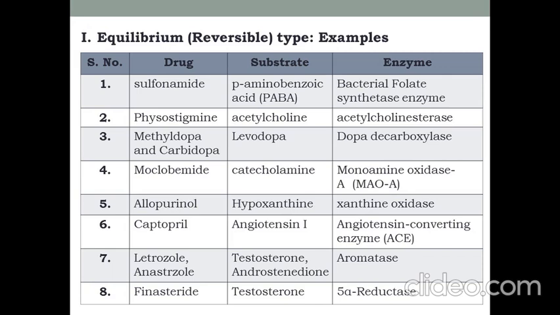Second example is physostigmine. Physostigmine is a cholinergic drug which increases the concentration of acetylcholine in our body, and it mimics the structure of acetylcholine and binds to the acetylcholinesterase enzyme.